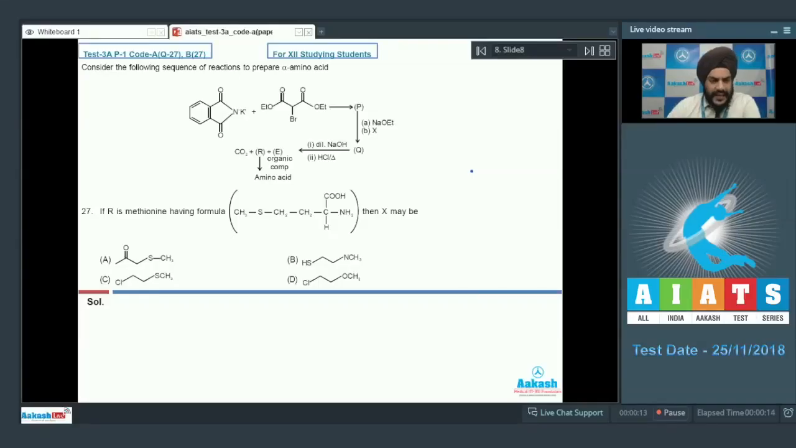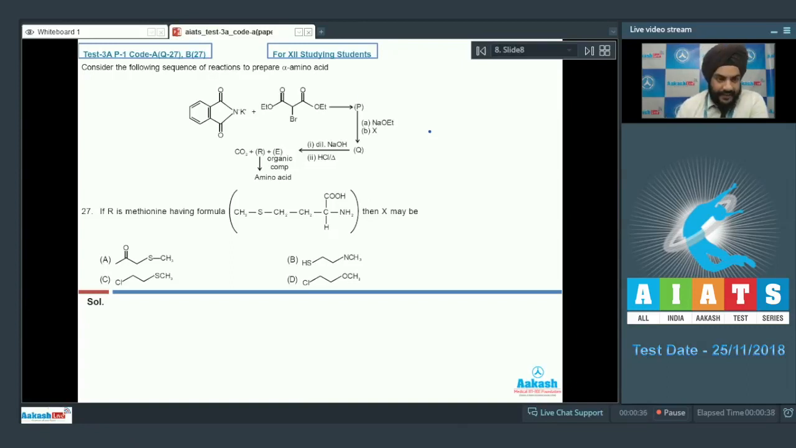So students, let us look at the next section. This section contains paragraph type questions. So we have 3 paragraphs, and based on each paragraph, we have 3 questions. Each of these questions has one or more than one option correct. So let's start with the first paragraph for question number 27, 28 and 29.